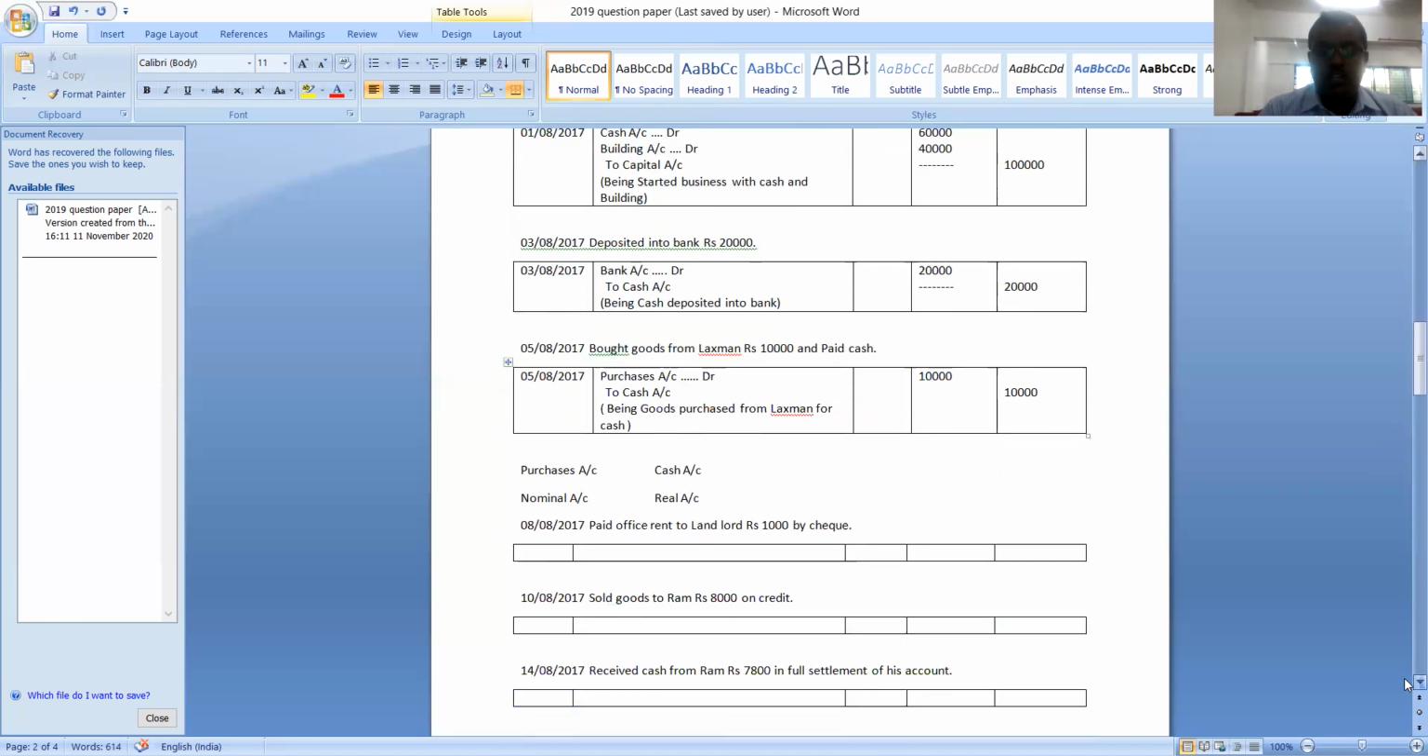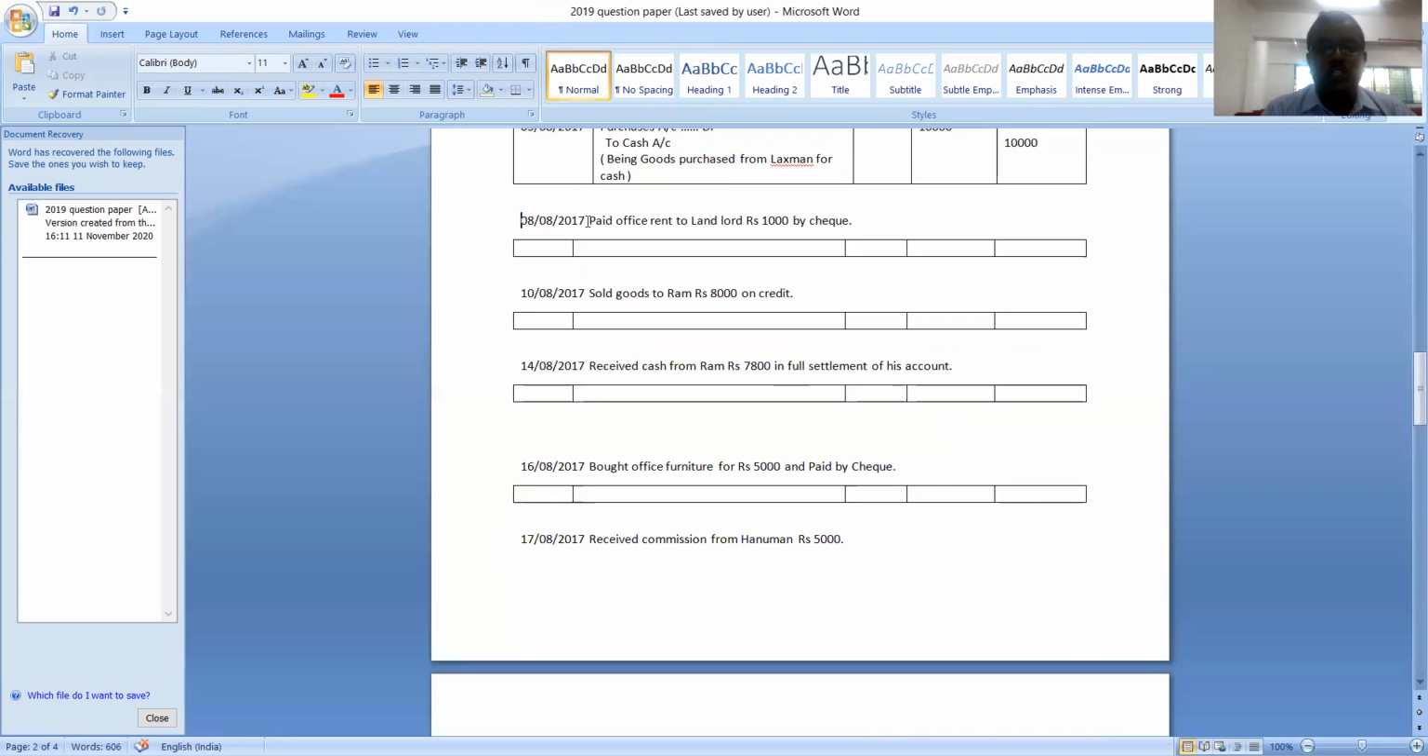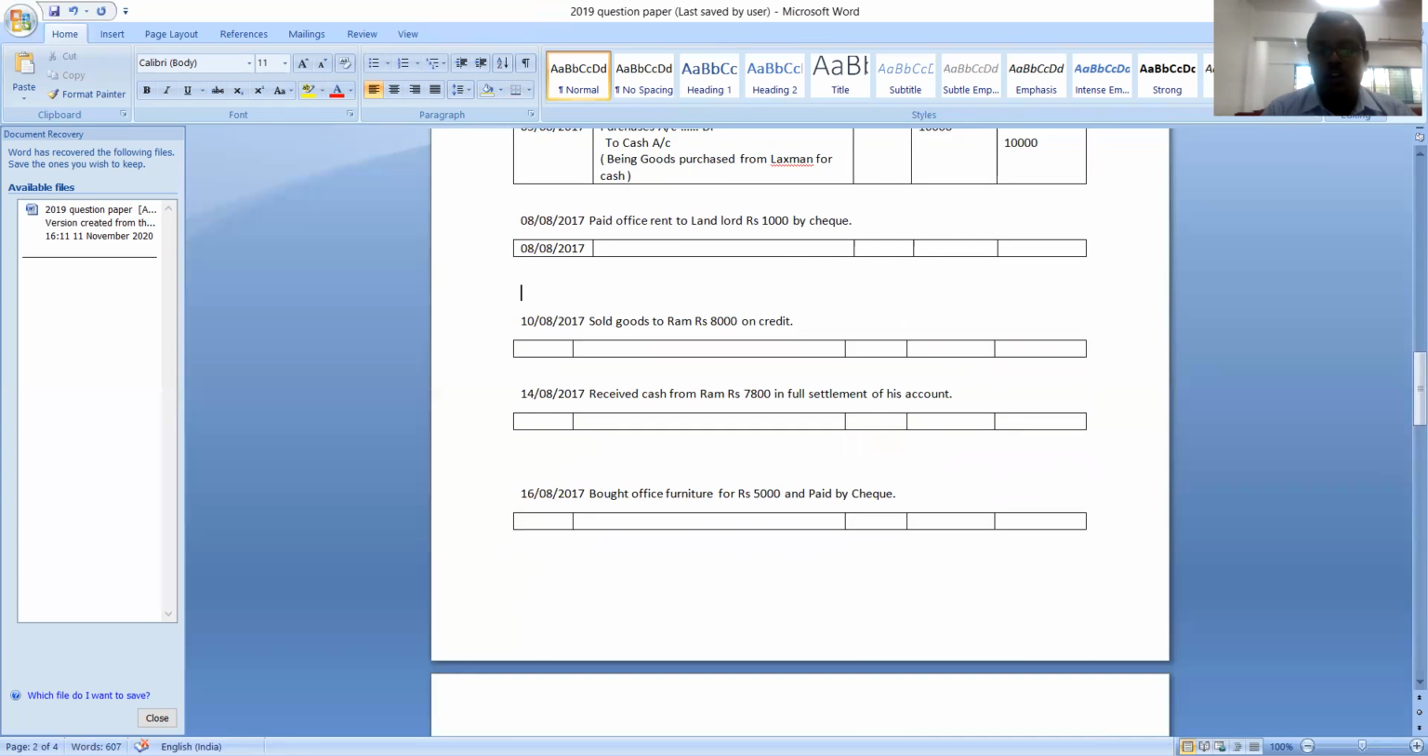Yes, let us move to the next transaction. We'll read the transaction. First, what is the transaction? It is dated 8th August 2017. The transaction is: paid office rent to landlord, rupees 1,000 by check. We paid office rent of rupees 1,000 to the landlord by check.